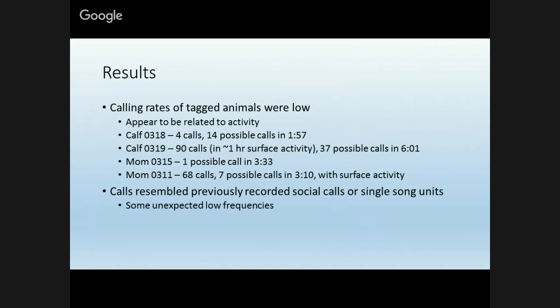But so you can see the first calf where we got 28 possible calls, 4 that are definite calls. It was on that animal for almost 2 hours. The second animal, it was on that animal for about 6 hours, and we got 90 calls, but most of those 90 calls were in 1 hour where it was doing a lot of surface activity. So I could hear things like breaches, tail slaps, and we have it in our behavioral record where the calf was out there doing breaches, tail slaps, peck slaps, rolling around on the mom, and I was able to hear that on the tag, which is really interesting.